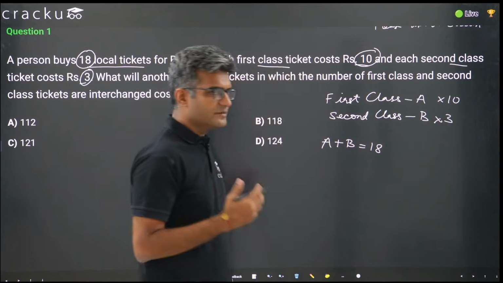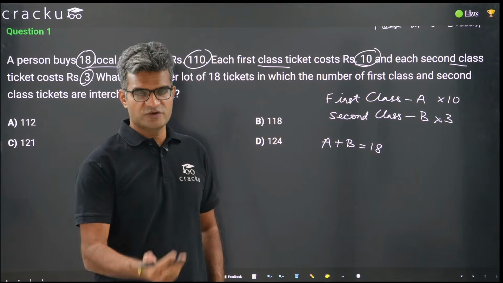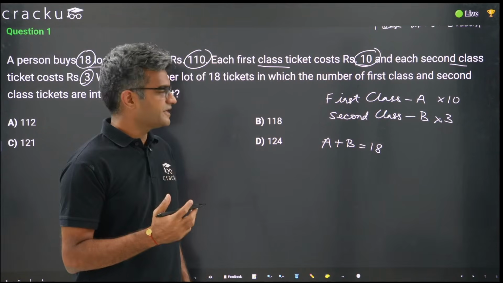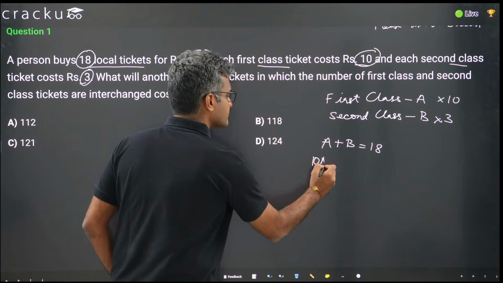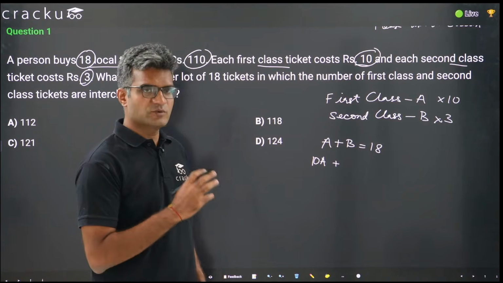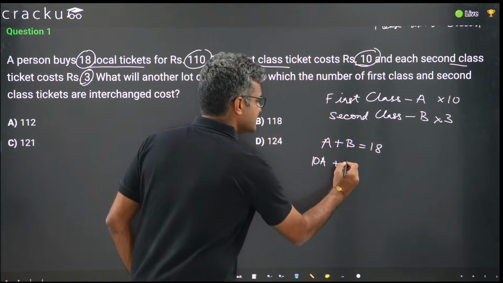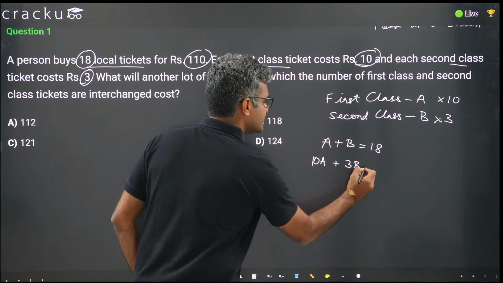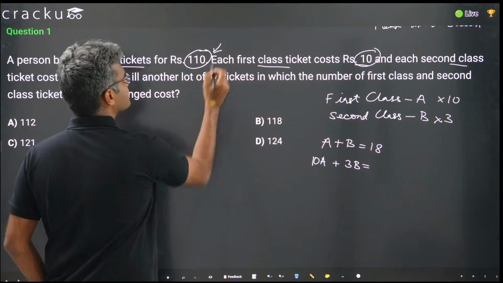So what is the total money that he spent? He bought A first class tickets. Each of them cost 10 rupees. So the total price of the first class tickets is 10A. He bought B second class tickets. Each of them cost rupees 3. So the total cost of the second class tickets is 3B. This is the total money that he spent. This has to equal rupees 110.